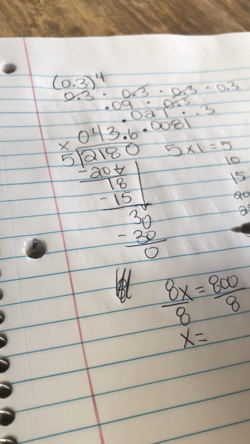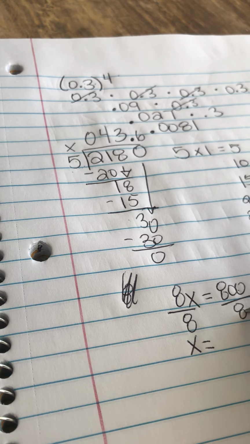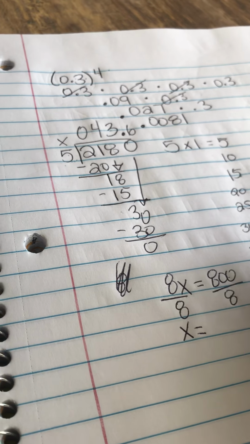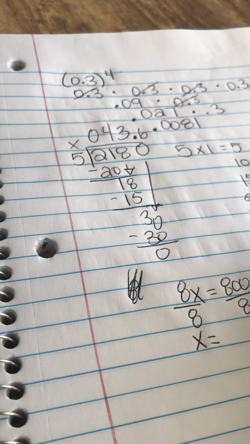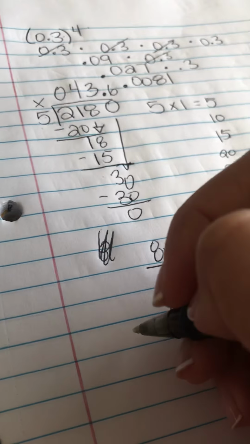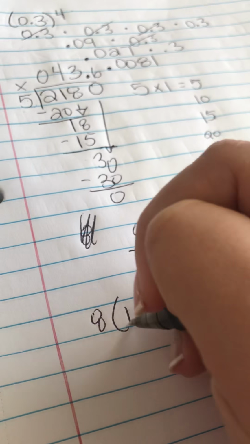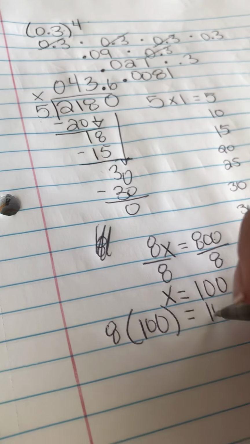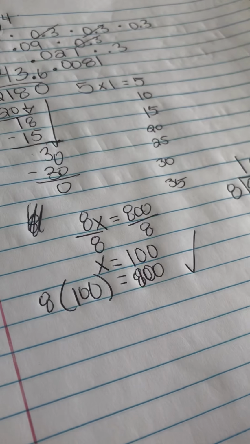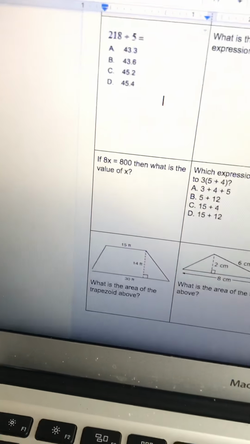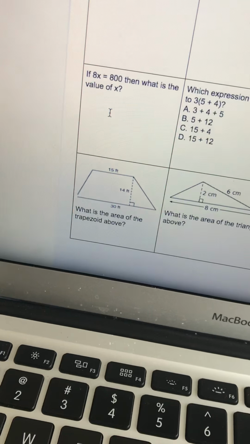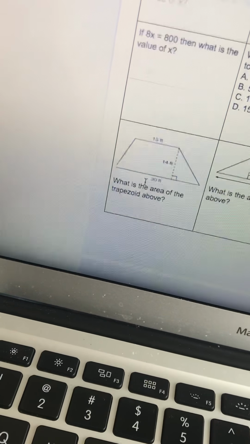We know that 800 divided by 8 is what? 100. Then we can check our work by plugging it back in. 8 times 100, we know, equals 800. So we would know that our solution is correct. So the value of x was 100. Number 4, the last one on Monday.